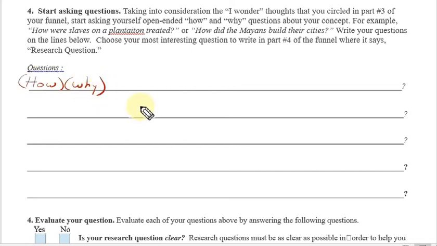So looking back at my I wonder thoughts, I said, how do they help people? So that could be one, because it's using how, right? How, is that an arrow? Yeah. So I would write, how do the gods of Hinduism help people?